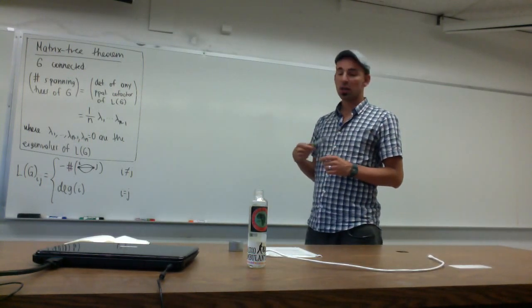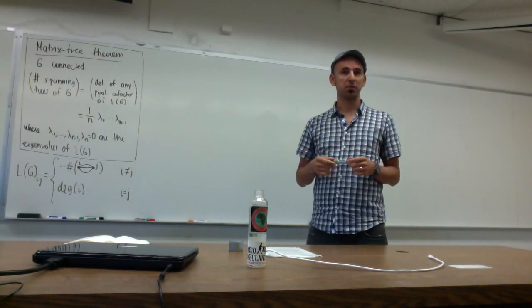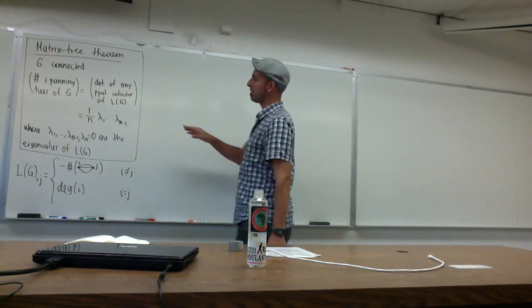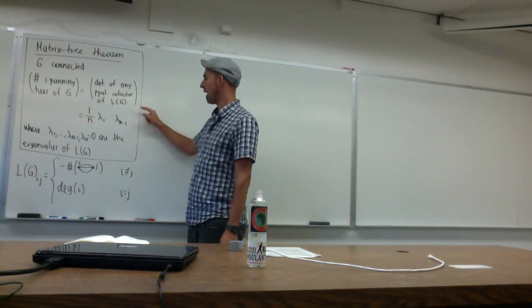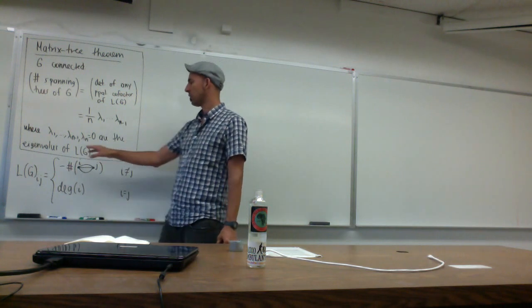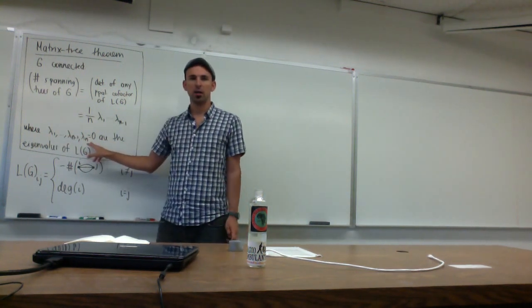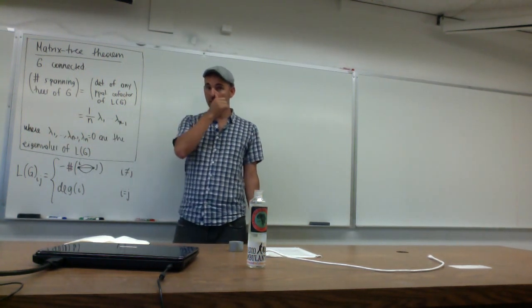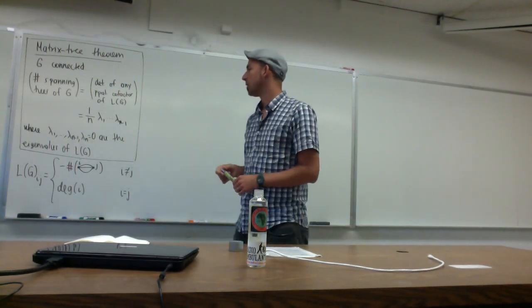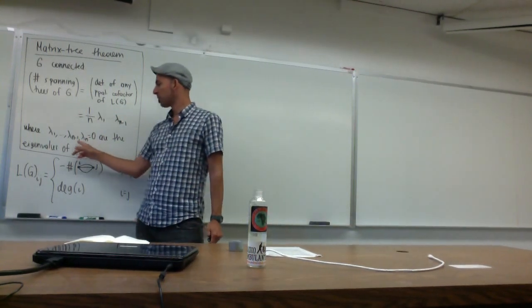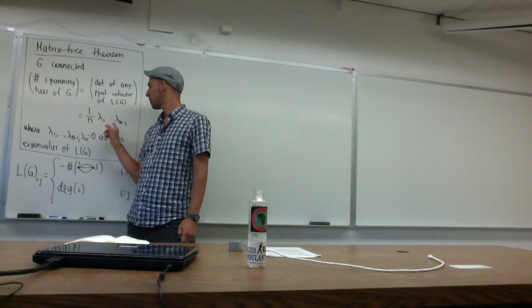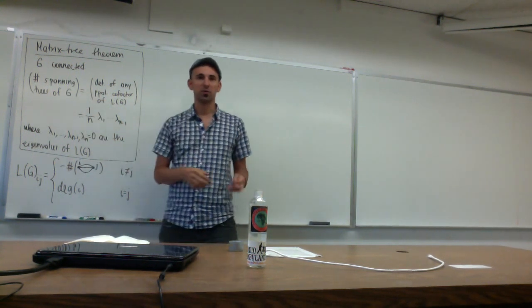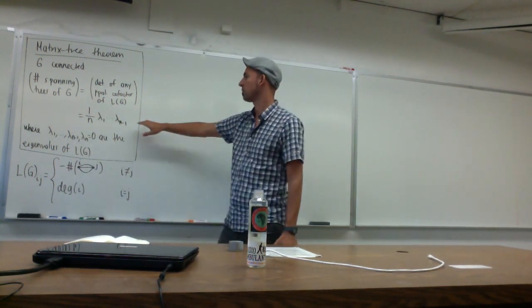And there's another statement which I said but I didn't prove, which is that if you look at the eigenvalues of the Laplacian, lambda 1 up to lambda n, and we said that one of them is 0 because this is a singular matrix. If you take the product of the other eigenvalues and you divide it by n, you also get the number of spanning trees. Okay, so this is equal to this.